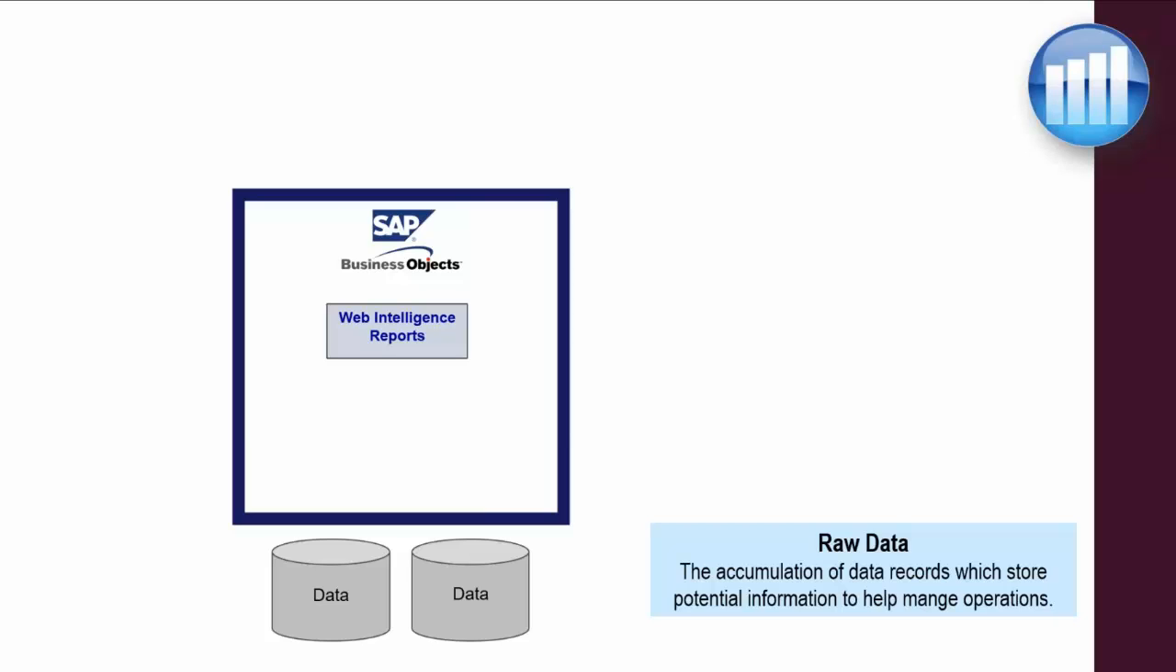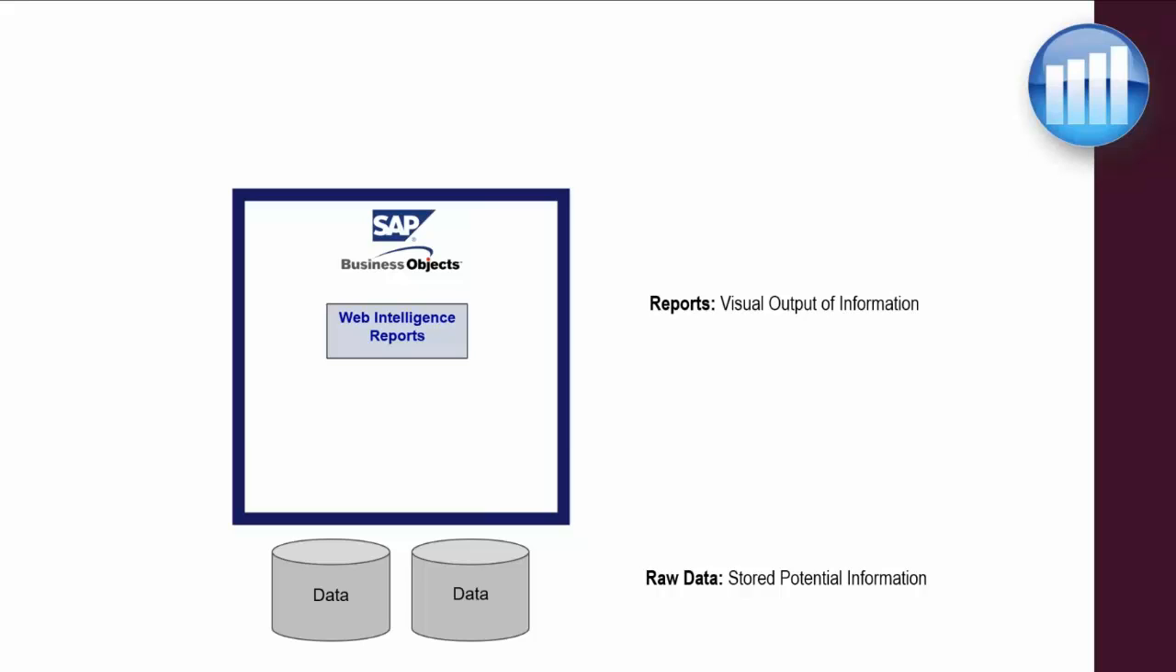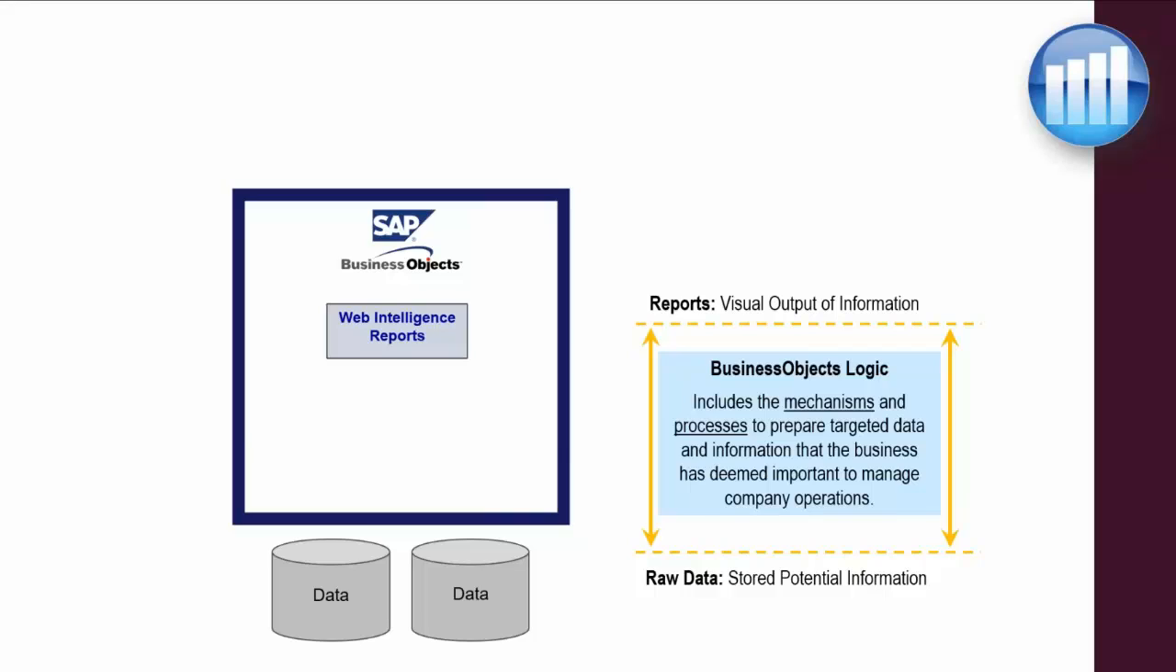It's really just an accumulation of data records that holds the potential for that information for managing the operations, but it's really still just raw data. And it's in database structures with tables and joins, and not at all business user friendly. So the visual output and the stored potential, there's actually quite a big range in between there. There's quite a big gap. There's quite a distance to travel from taking raw data to its visual output. And that's the range that we want to be talking about today. That's the gap and how that's being filled.